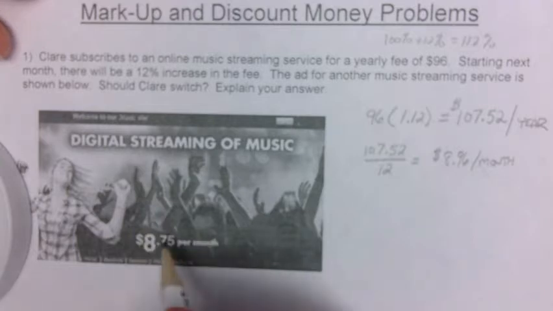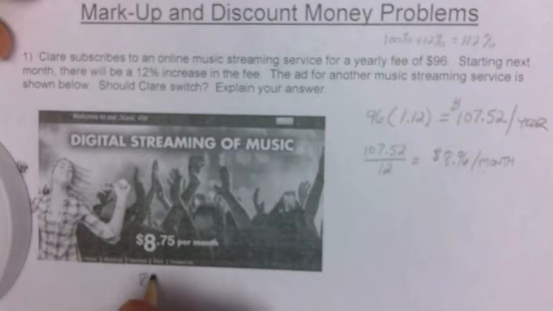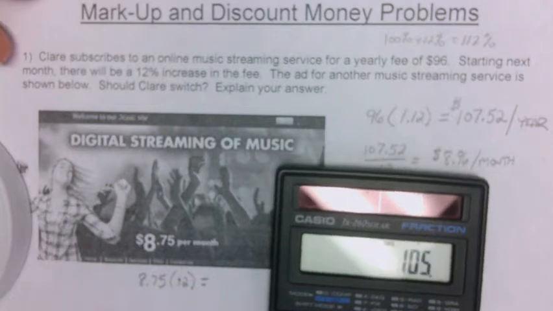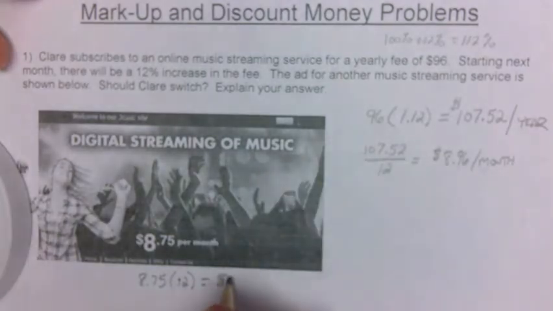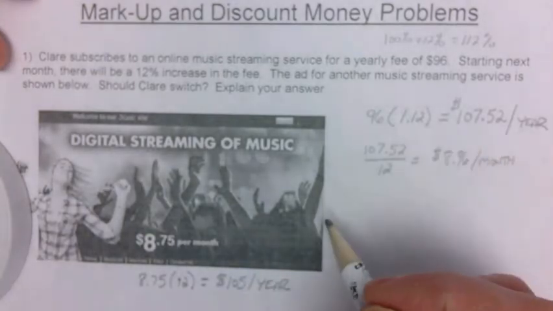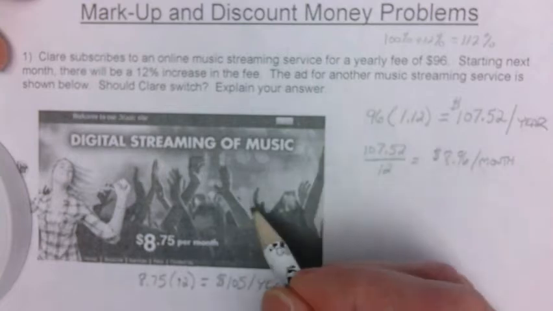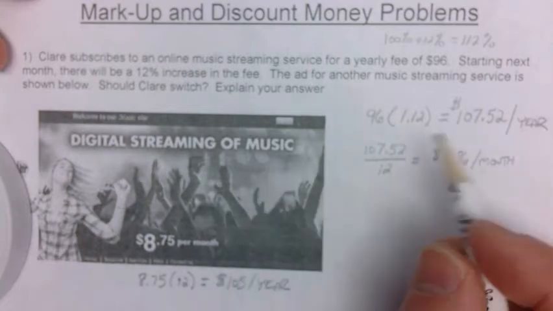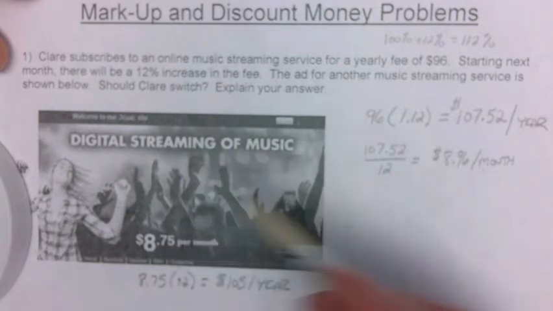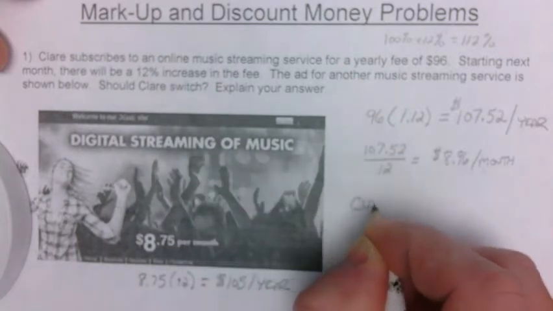Okay. The other thing that we could do with this one, we could do $8.75 per month times 12. And when we do that, $8.75 times 12, that gives us a yearly price of $105. This is $105 per year. Her current one is $107.52 per year after the increase. So either way that you look at it, either monthly or yearly, the second one, the new service, is going to be cheaper.